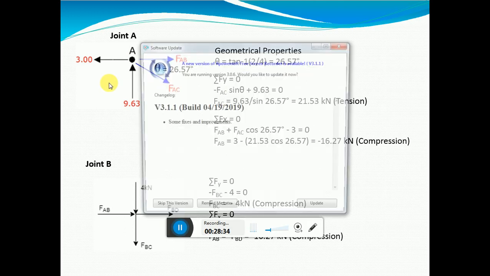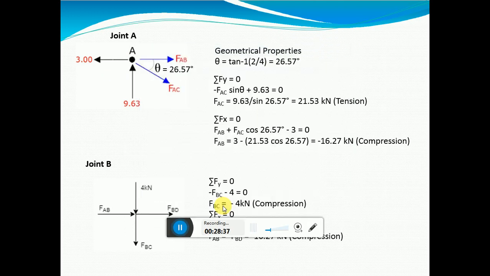Summation Fy is equal to 0. When I apply it, FAC is moving towards the negative y direction, so minus FAC sin theta, plus 9.63, moving towards the positive y direction. So FAC, applying the angle 26.57 degrees, I get as 21.53 kilonewton.